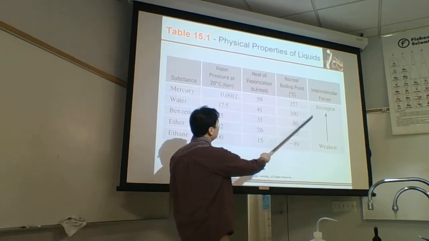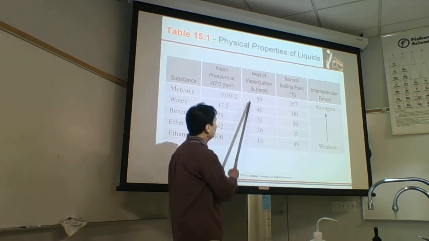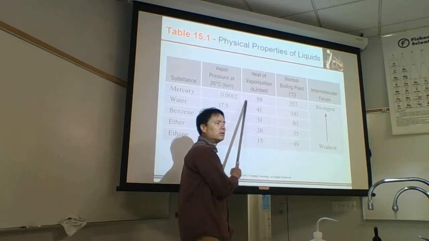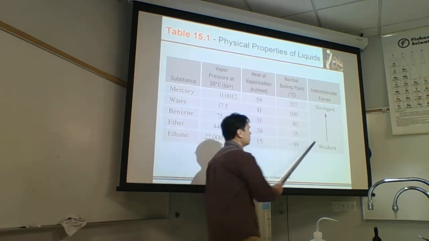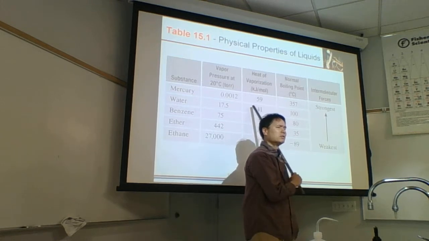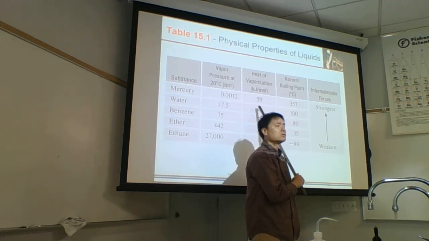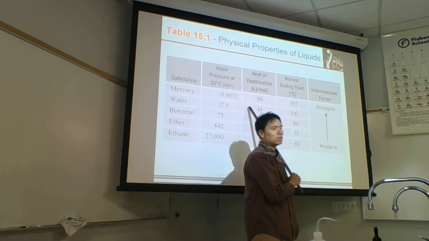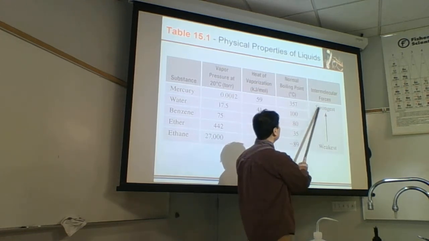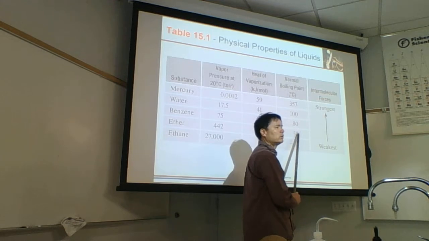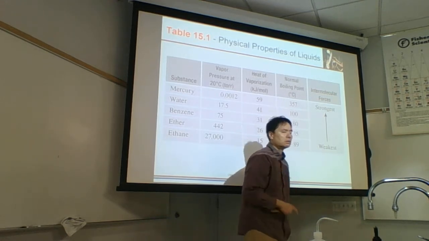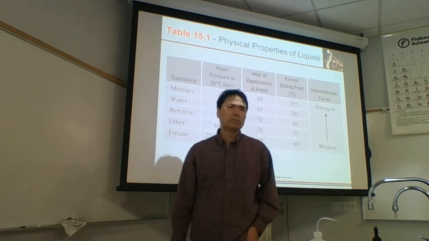The stronger the intermolecular forces, the higher the heat of vaporization or the lower the heat of vaporization? The higher the heat of vaporization. The stronger the intermolecular forces, the more difficult it is to vaporize, therefore it's going to cost you more energy, more heat, to vaporize. The stronger the intermolecular forces, the higher the boiling point or the lower the boiling point? The higher the boiling point. The stronger the intermolecular forces, the harder it is to boil.